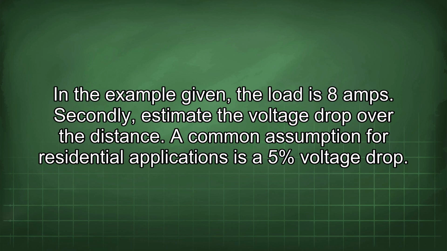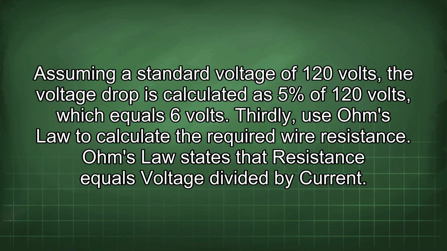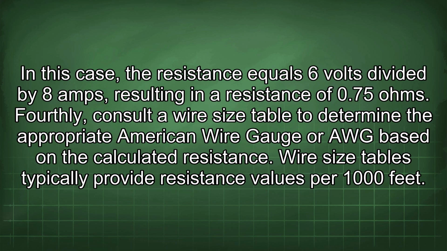Secondly, estimate the voltage drop over the distance. A common assumption for residential applications is a 5% voltage drop. Assuming a standard voltage of 120 volts, the voltage drop is calculated as 5% of 120 volts, which equals 6 volts. Thirdly, use Ohm's law to calculate the required wire resistance. Ohm's law states that resistance equals voltage divided by current. In this case, the resistance equals 6 volts divided by 8 amps, resulting in a resistance of 0.75 ohms.